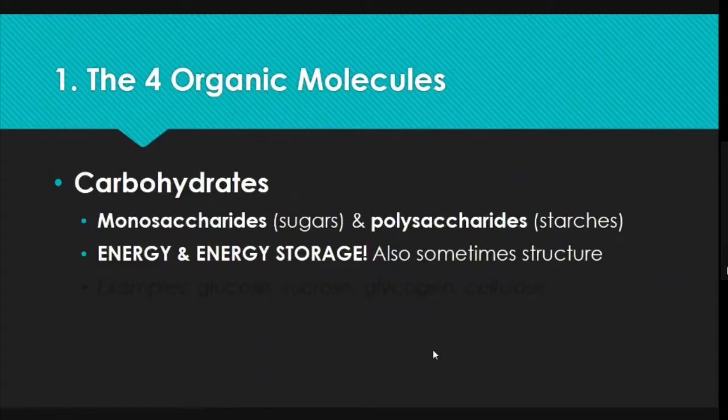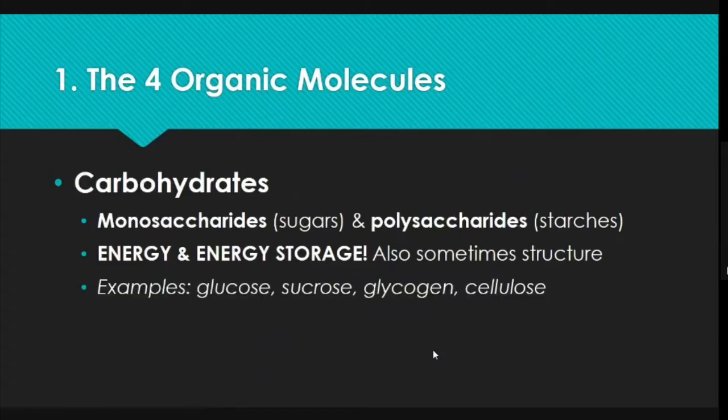Examples of carbohydrates are going to be all the oses, all the sugars: glucose, sucrose, fructose, galactose, and then all the starches: glycogen, cellulose, amylose, amylopectin.